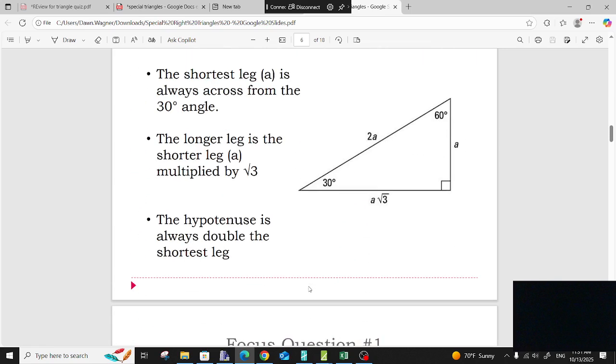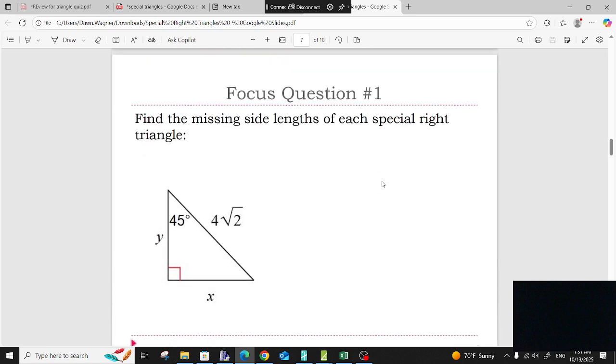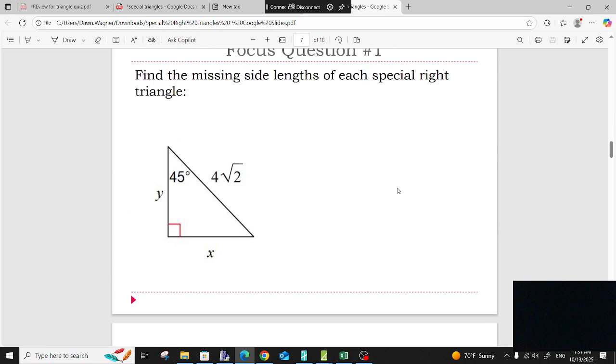Across from the 30, 60, 90, we did all this, but across from the 30 would be the smallest side. That's what we call A. Across from the 60 is A square root 3. Across from the 90, 2A. And we did these. Now, though, you're only given one side because we know the pattern.